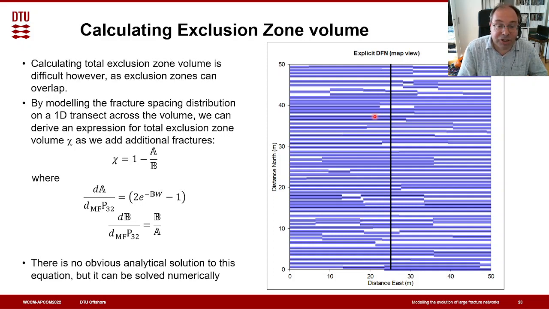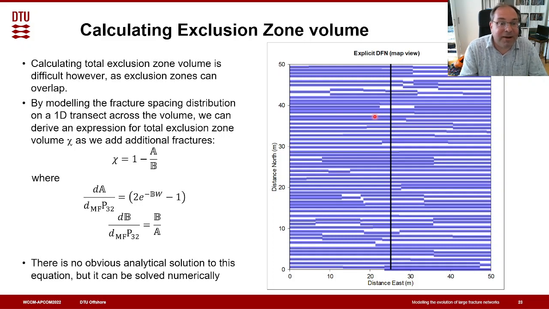So the fracture stress shadow volume can be calculated very easily. We just multiply the total fracture area by the stress shadow width. But because the exclusion zones around individual fractures can overlap, the calculation of the exclusion zone volume is much more difficult. We can calculate it, however, by looking at the fracture spacing distribution. Now, this is another cumulative density distribution that determines the spacing between individual fractures.